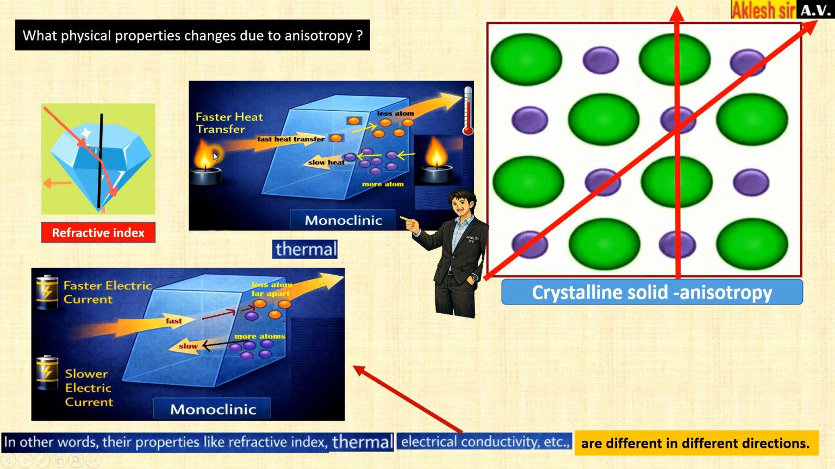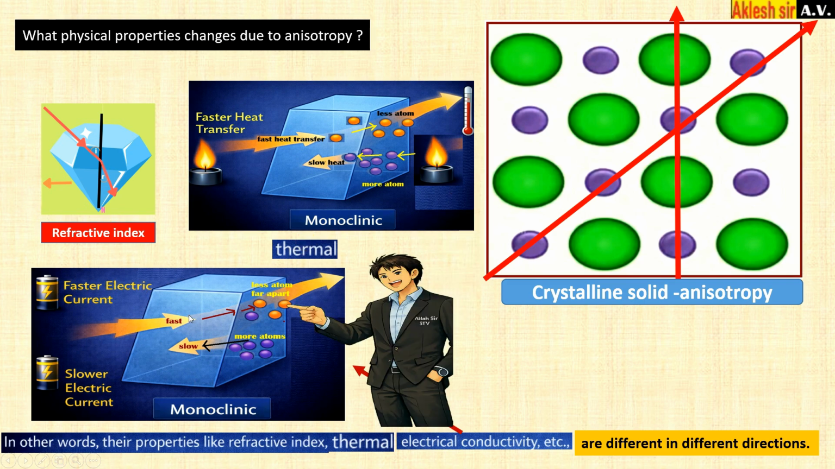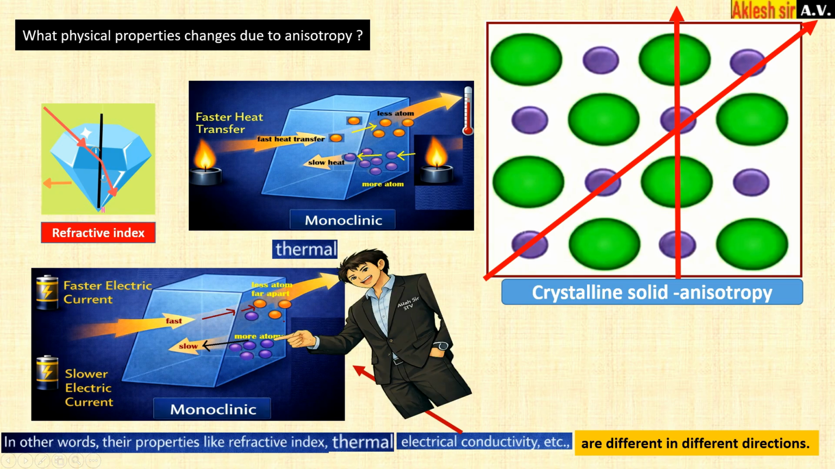Same thing here, monoclinic. If you are passing heat from this direction, the number of atoms is very small, so the heat will pass very fast. But here the number of atoms is more, so the heat will pass very slowly. So thermal conductivity is changing, refractive index is changing. Same thing with current also. See here, the current is moving very fast because fewer atoms are there, so fewer hurdles for the charge to move, therefore the electric current will be faster in this direction. But from here, the number of atoms is more, therefore the electric current will be less. So electrical conductivity is changing if you are measuring from different directions.